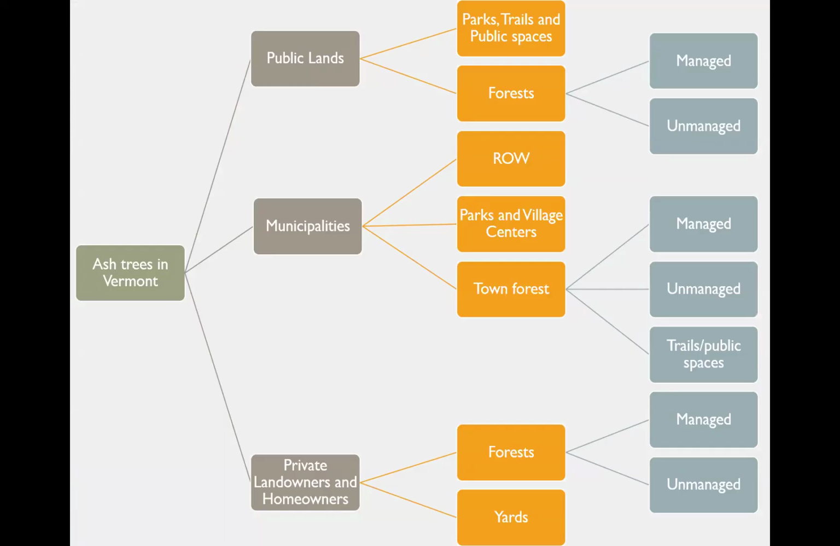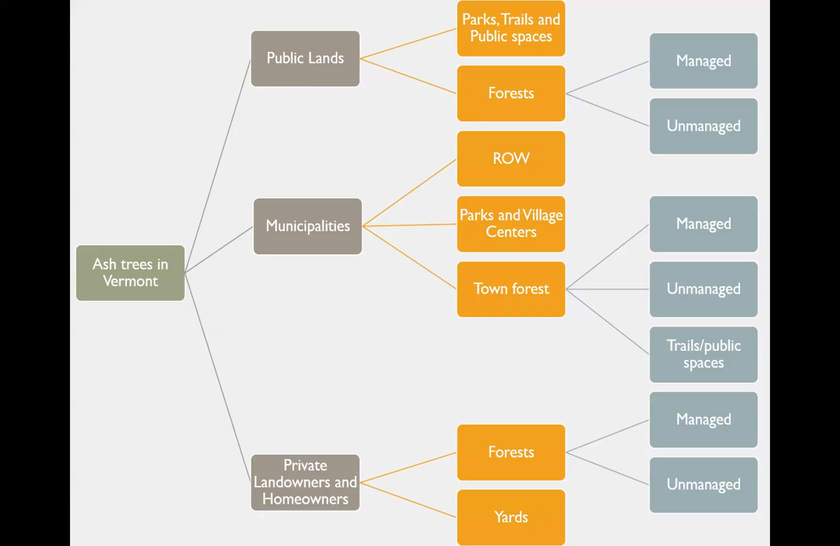So now we get to talk about all the ash trees in Vermont. Ash makes up about 5% of all the trees in Vermont, which sounds like a small amount, but we have pretty high species diversity in Vermont. And where ash is found, it's often found in much higher percentages. It's not uncommon to see stands that have 30% ash, and where it's black ash, it's even closer to maybe 80 or 90% ash.